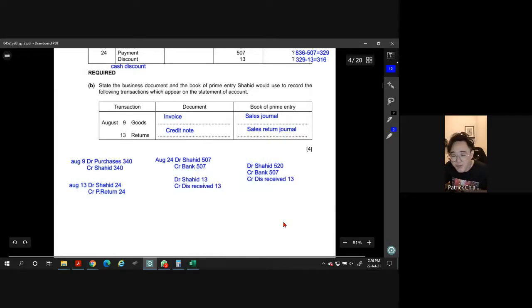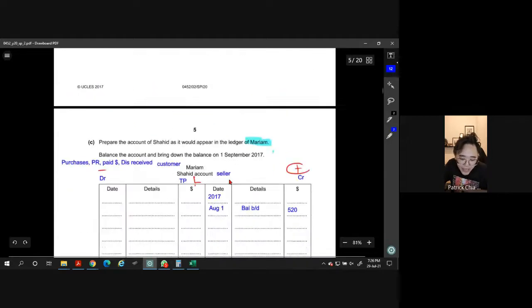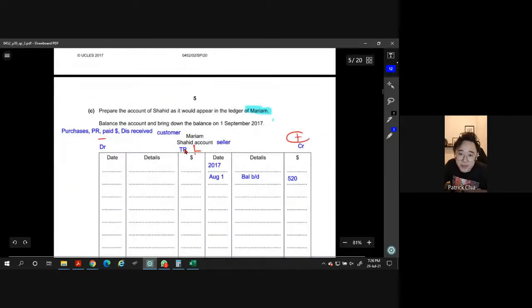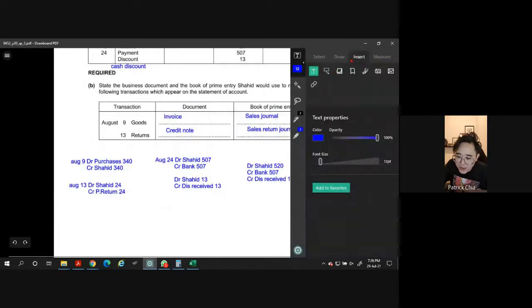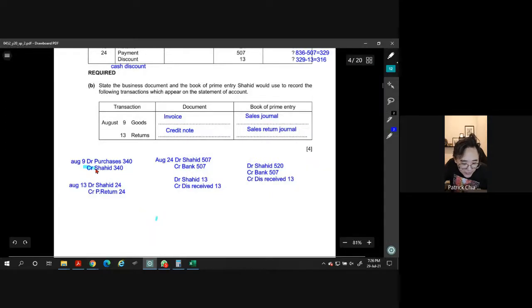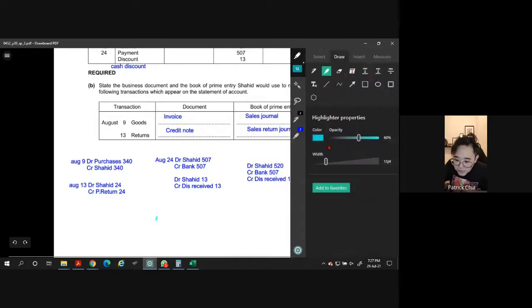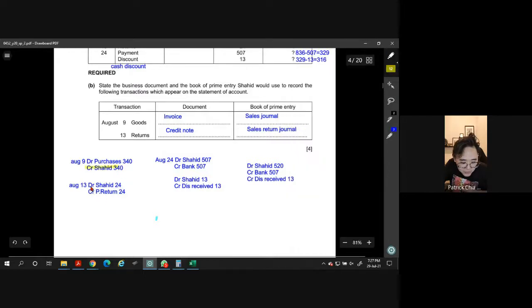So with all the T accounts, can you do your double entry now? Which account are we doing, guys? We are asked to do the Shahid account. All you need to do is highlight to make sure that we are doing the Shahid account. So CR Shahid 340, DR Shahid 24, DR Shahid, then DR Shahid.